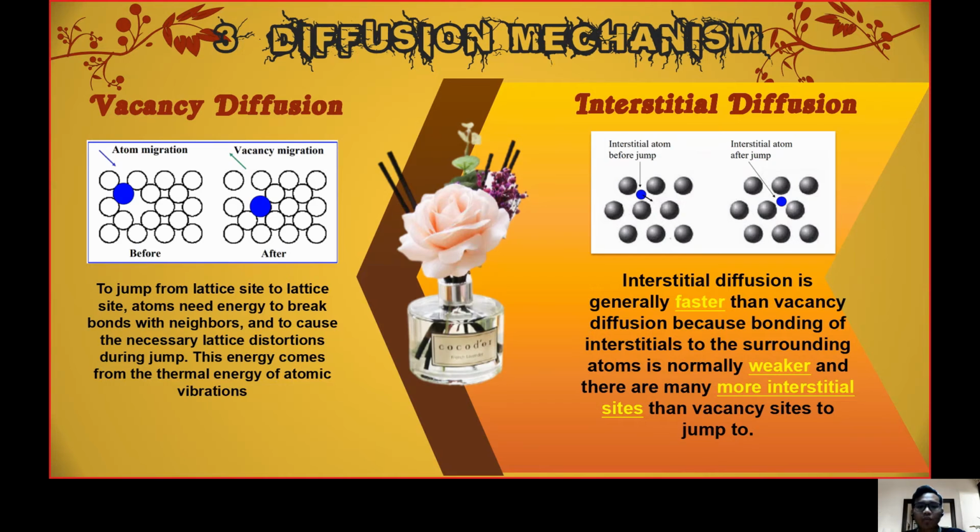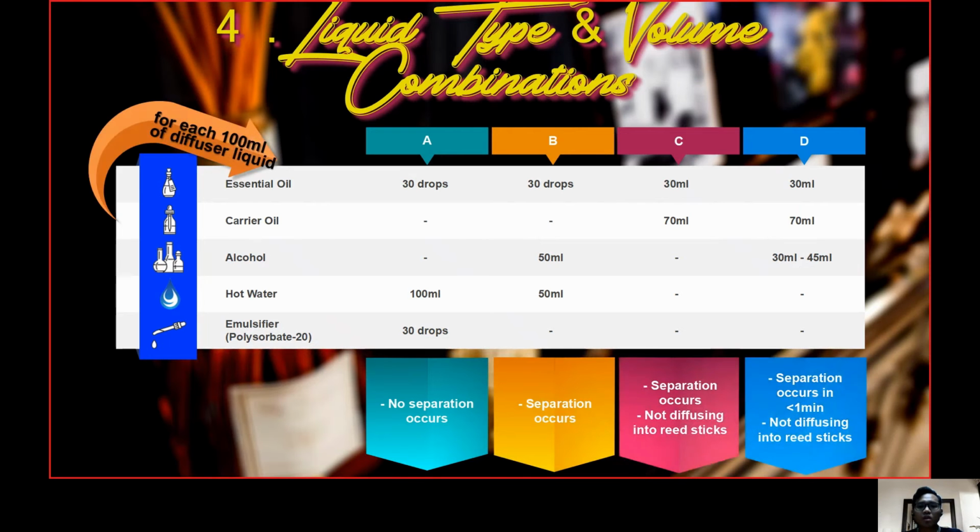Alright, and the fourth factor, liquid combination and volume. This table shows that from various liquid combinations, combination A gives the best result for the use of reed diffuser perfume, which consists of 30 drops of essential oil, 100 ml of hot water, and also 30 drops of Polysol B20, which will act as an emulsifier. It is considered the best as the diffusion will take place, and also no separation occurs in the mixture, which will maintain the diffusion rate the entire time.